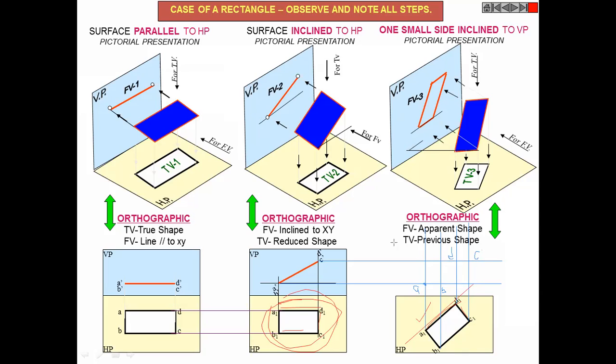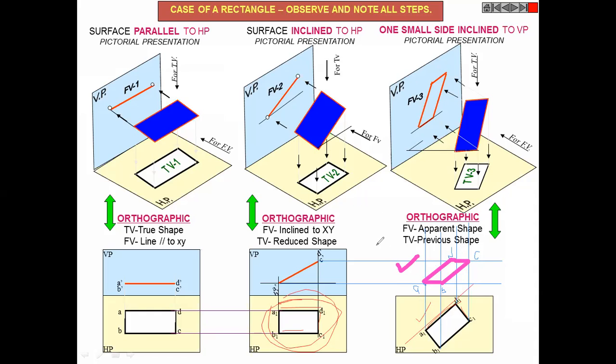Now I will join them. AB line is my straight line. So this is like AB, then I will join BC, then I will join CD, and then I will join AD. Clear? So this is the final answer. This is the projection of plane which is inclined to both HP and VP.